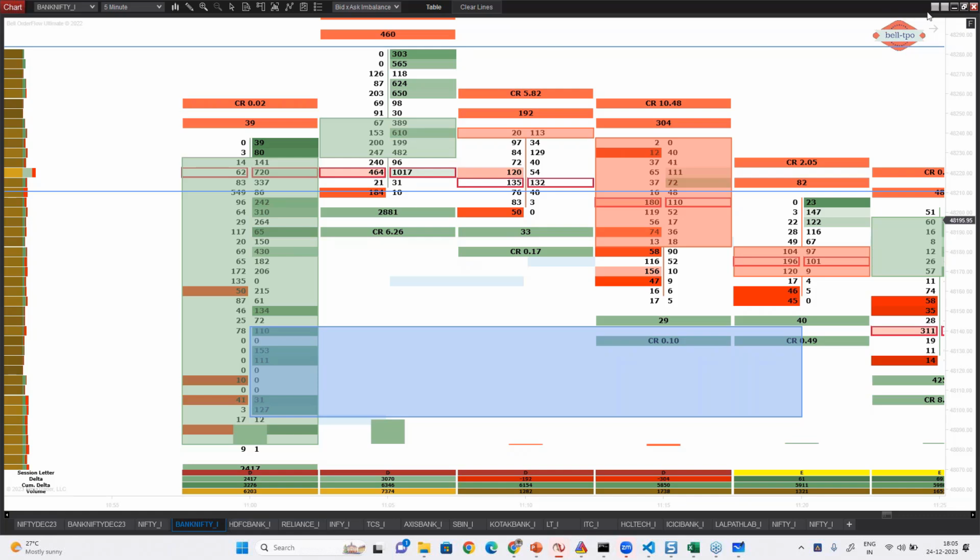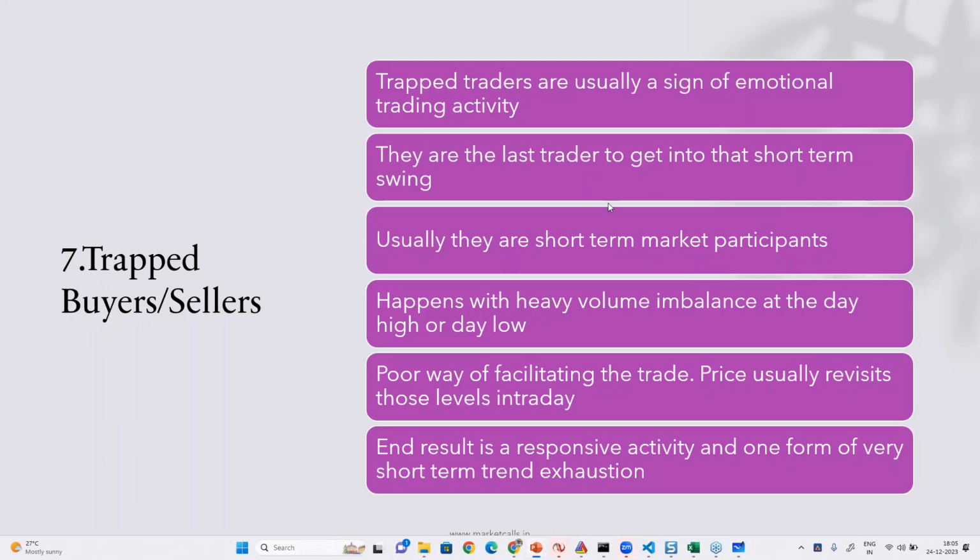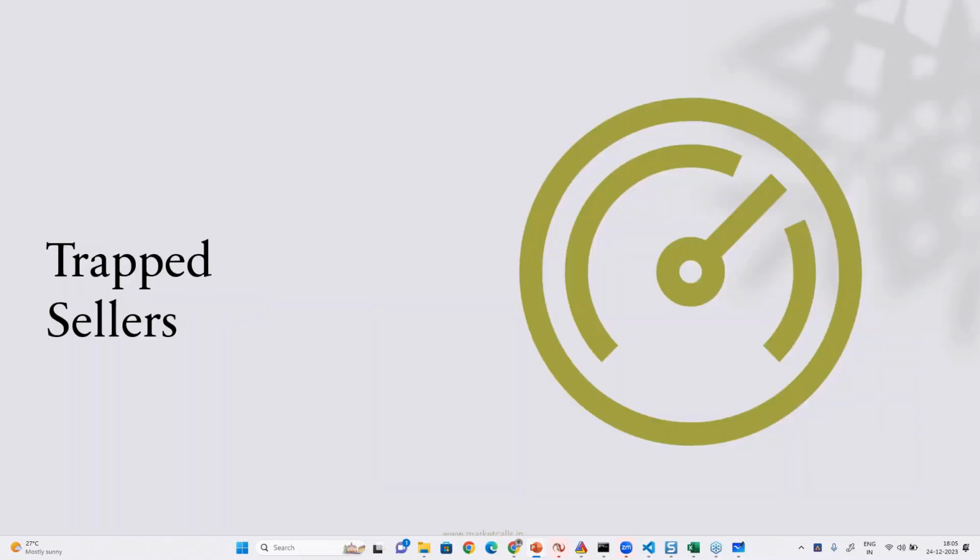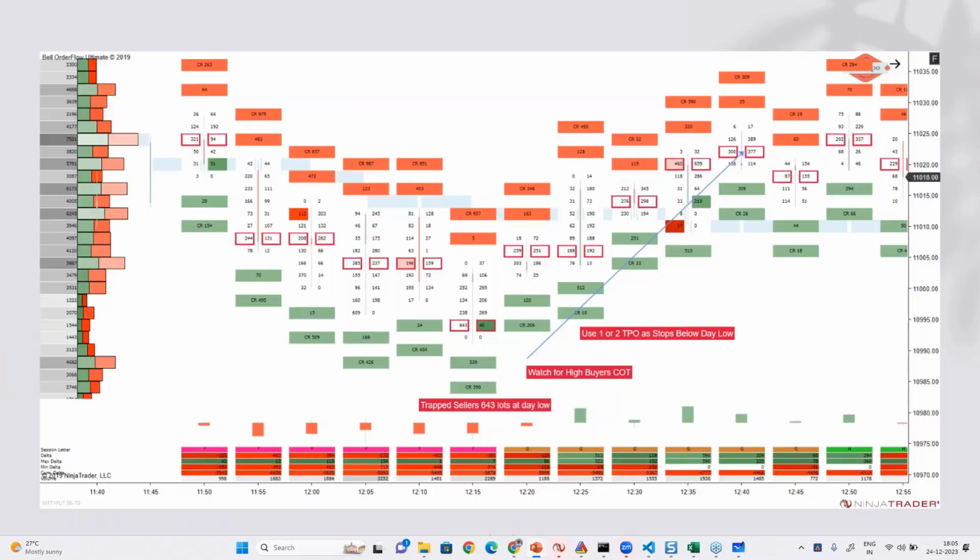All right, I'm sure now you might have a pretty good idea about what a trapped buyer is all about, what a genuine buyer, a genuine seller is all about. Here is again a textbook style example for a trapped seller.